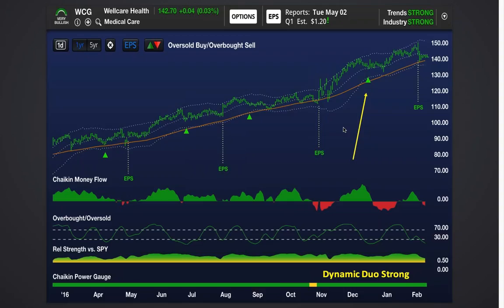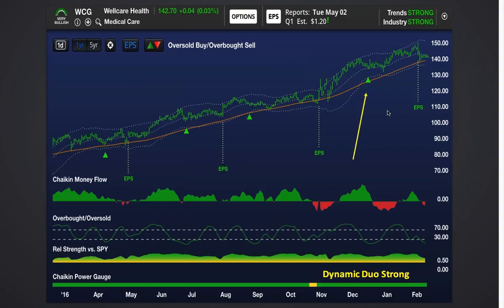Now here's an example of why you need to follow the signals. Another healthcare stock that's been outperforming the market while the healthcare sector has been weak: WellCare Health, WCG. It doesn't get any better than this. I probably should have used this for my classic Chaikin bull. Power Gauge rating has been bullish for over 15 months. Stock's been outperforming the market. In the last year, it's gone from 90 to 150.